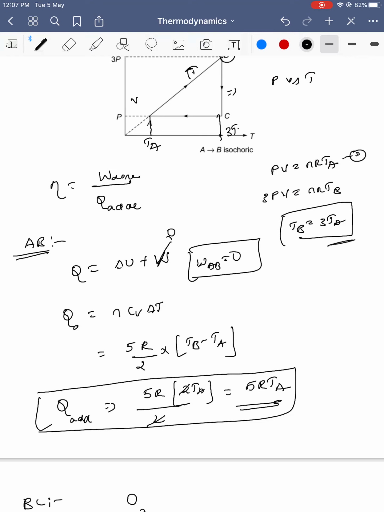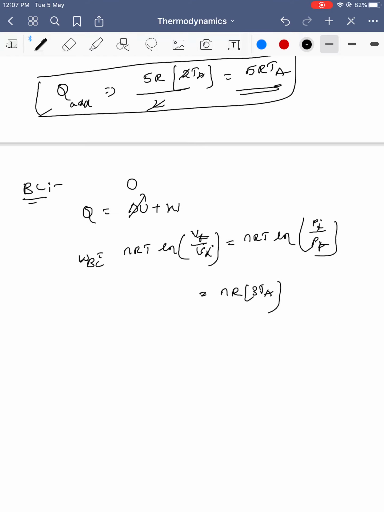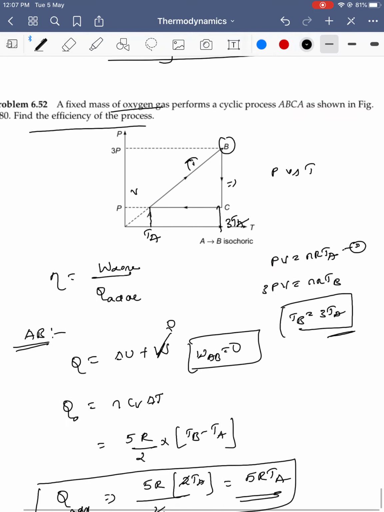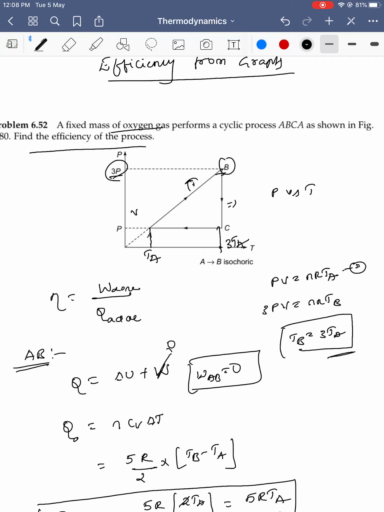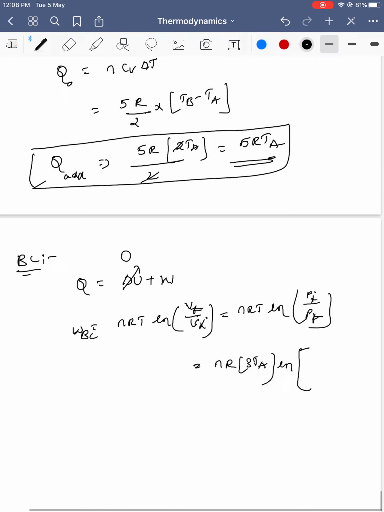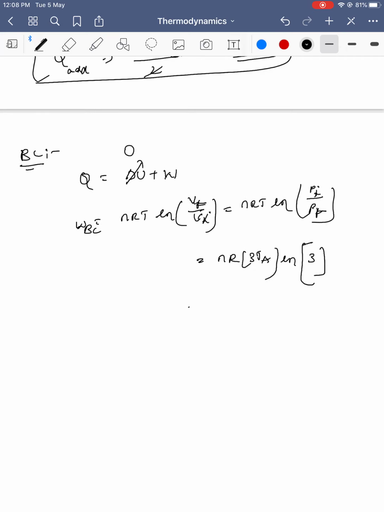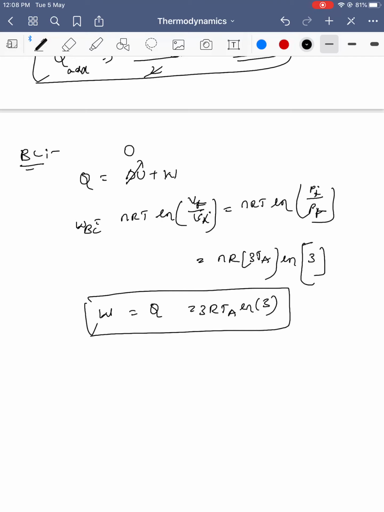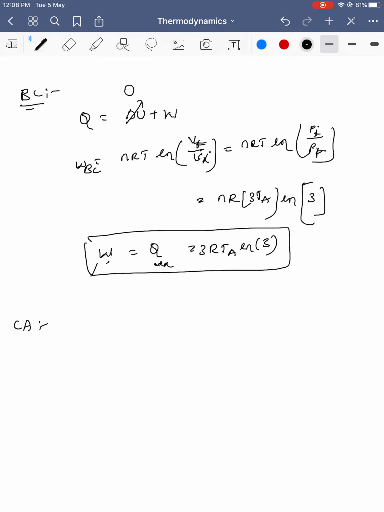So the temperature will be 3 TA, into ln of initial pressure over final pressure. What is the pressure initially? From process BC, initially the pressure is 3P and it is coming to the pressure at B. So ln 3 it will be. So it is 3 R TA ln 3. So Q is nothing but the work, the same. This is a positive value, so Q is added here. Work is also work done by the system.